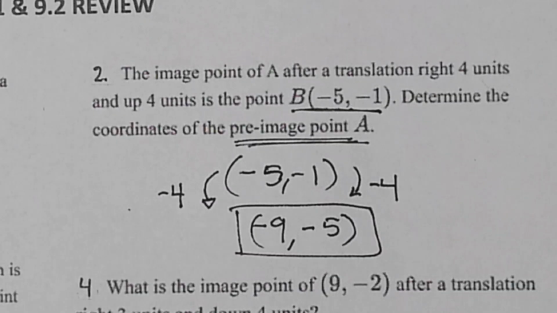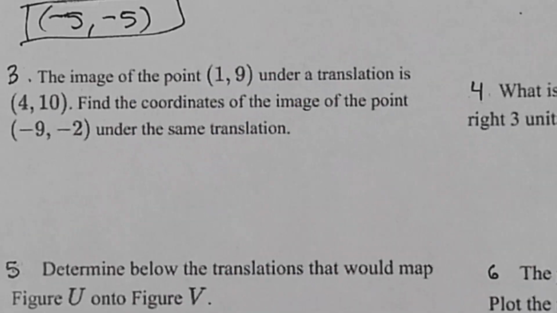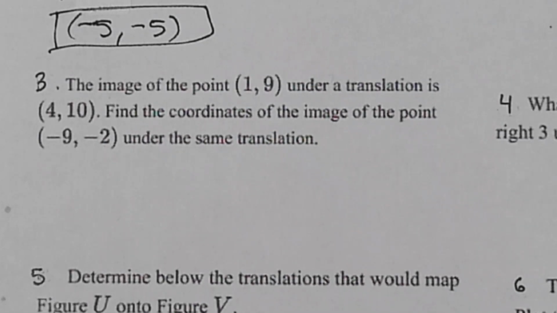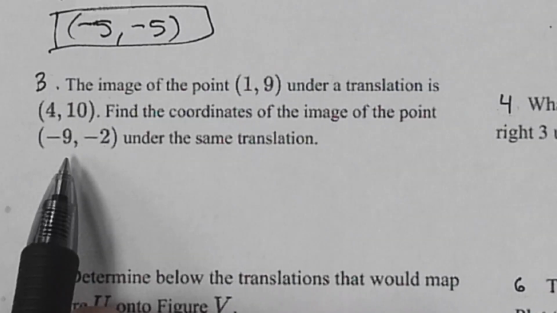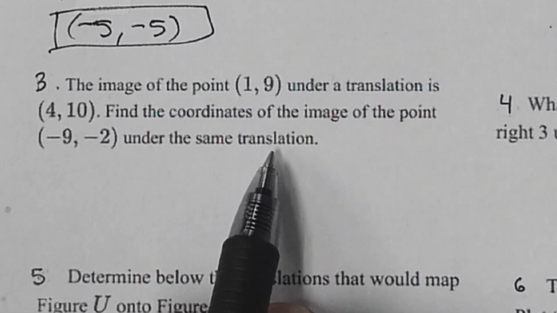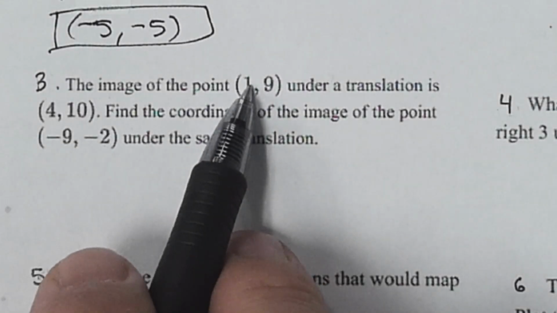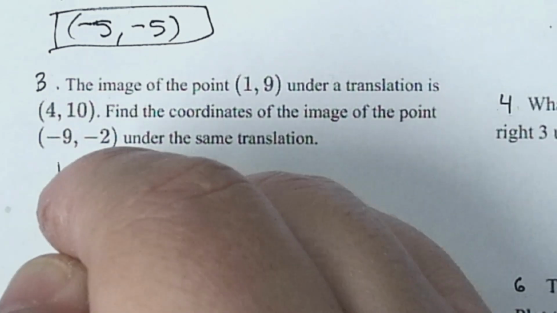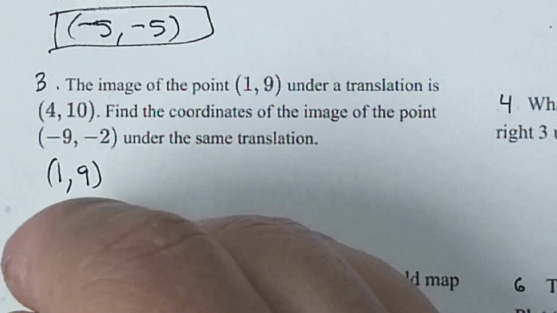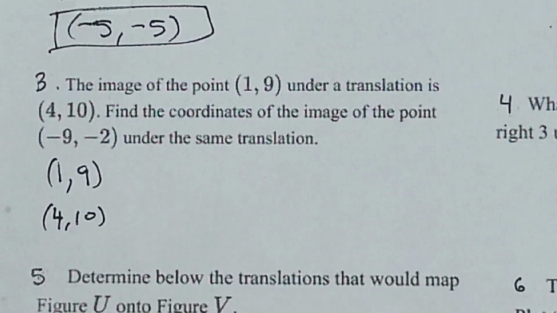Okay, number 3. The image of the point 1, 9 under a translation is 4, 10. Find the coordinates of the image of the point -9, -2 under the same translation. So we went from here to here. So let's write these down. We went from 1, 9 to 4, 10.